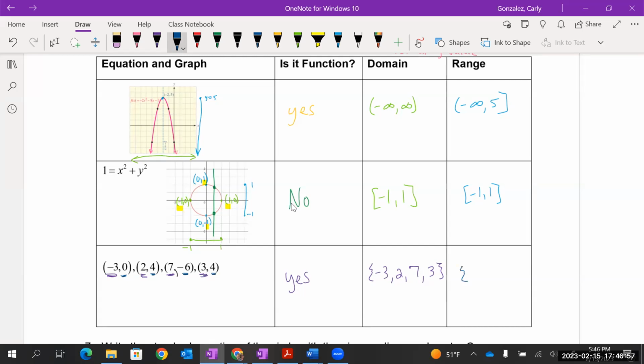Now, since 4 occurred twice, we do not need to list it twice because it would just be redundant. So we just list 0, 4, and negative 6. And notice that the 2 was paired with 4 and the 3 was paired with 4. However, that's not a problem because a function just has the requirement that each x value corresponds with exactly one y value. But one y value can, in fact, correspond to 2 different x values.